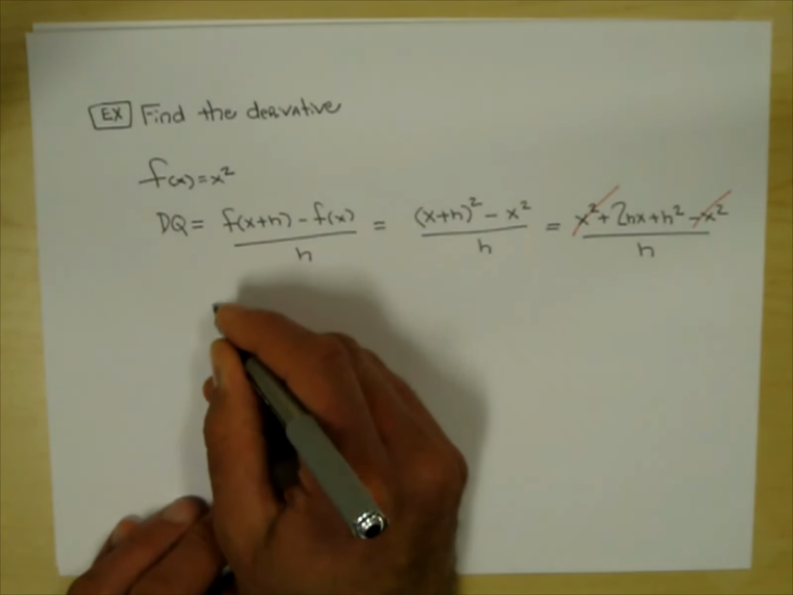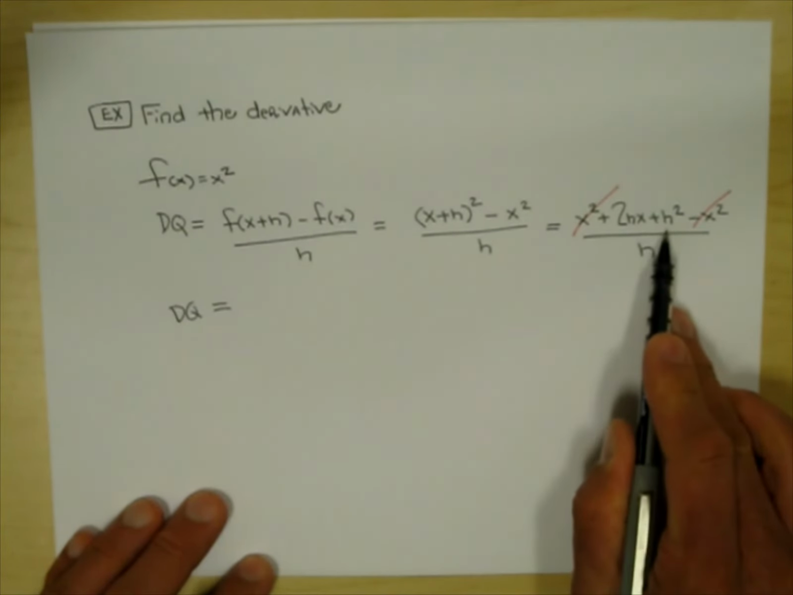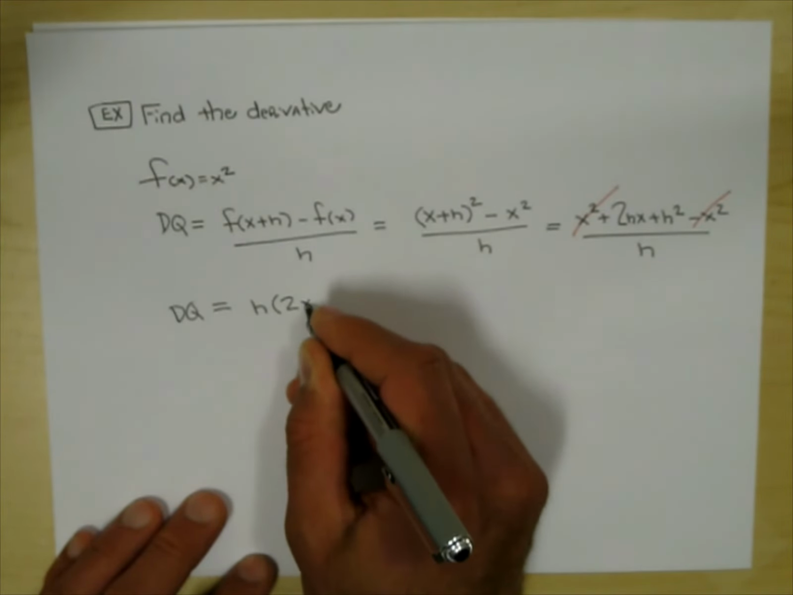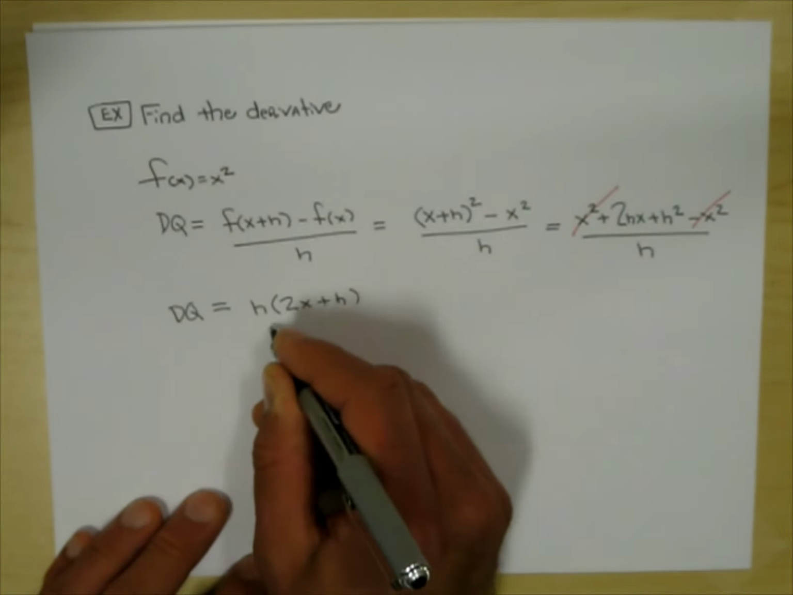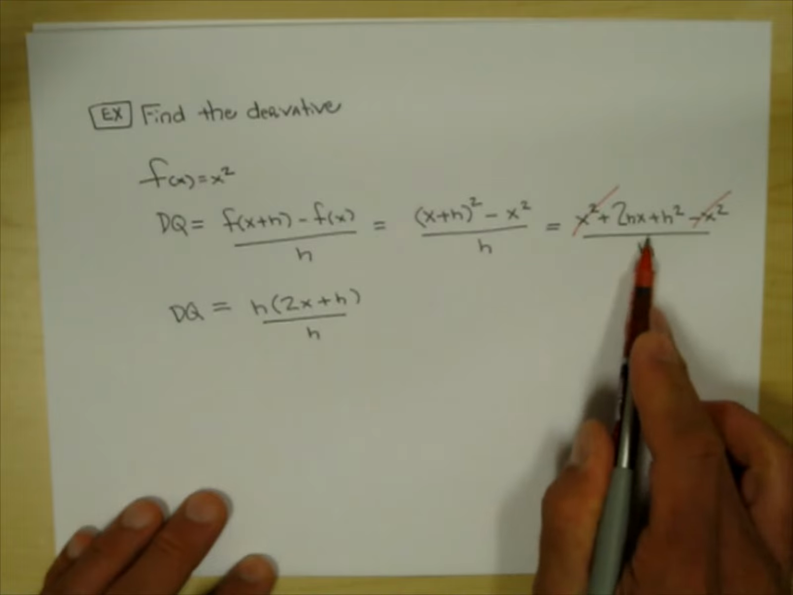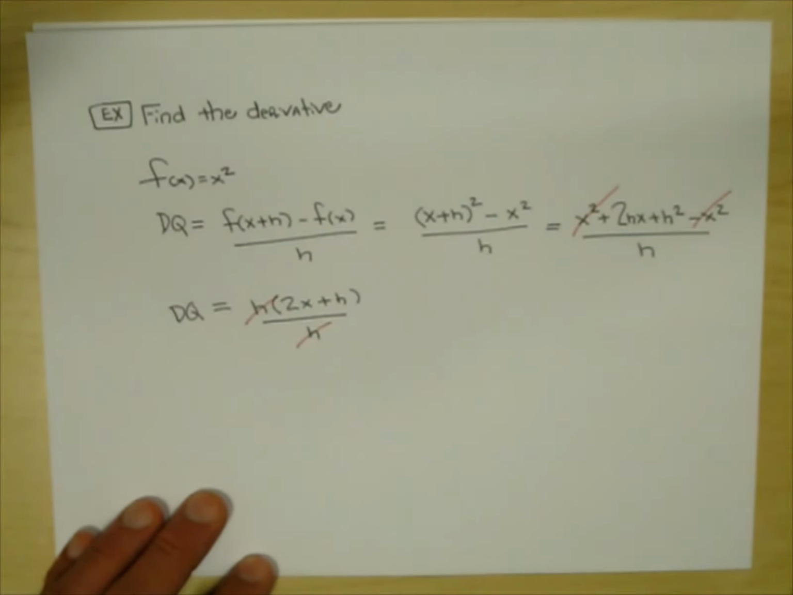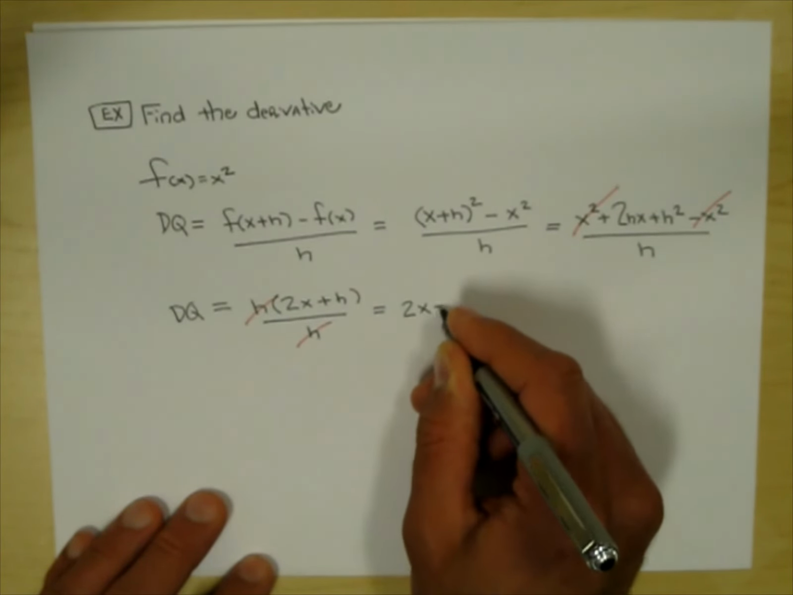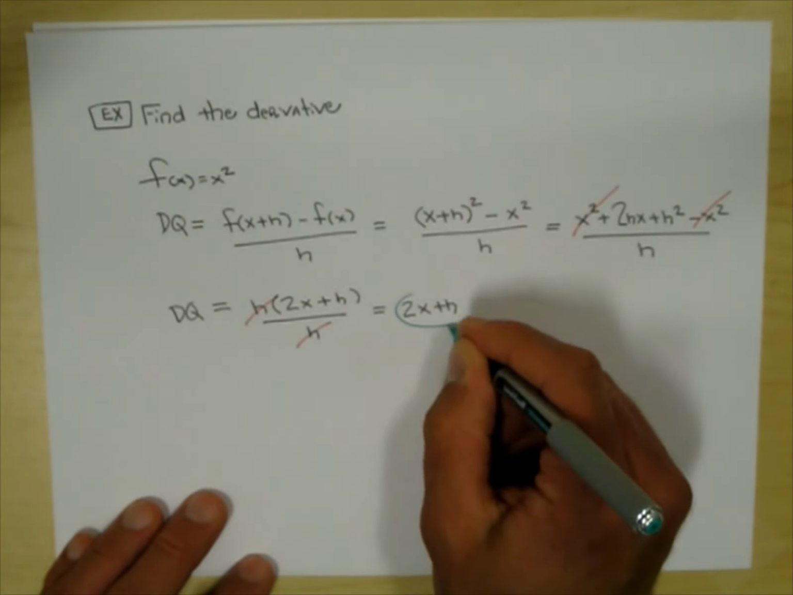And you can factor out, so this is still dq. You can factor out an h on the top. So this is h times 2x plus h, and there's an h on the bottom. You have one term on the top now. You used to have two terms, but now you have one term on the top, one term on the bottom. We can cancel the h's. So this is 2x plus h. That right there is your difference quotient.